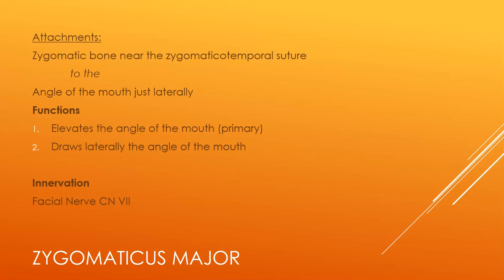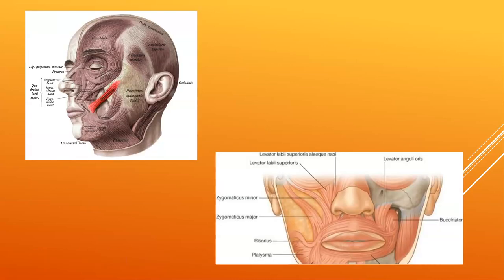It also draws laterally the angle of the mouth, so when we try to make our lips kind of straight across, and when we smile, it's angling up. And again, facial nerve, cranial nerve 7. So we see it here in the diagrams. You can see how it has the ability to pull the mouth up or across in its attachments here.